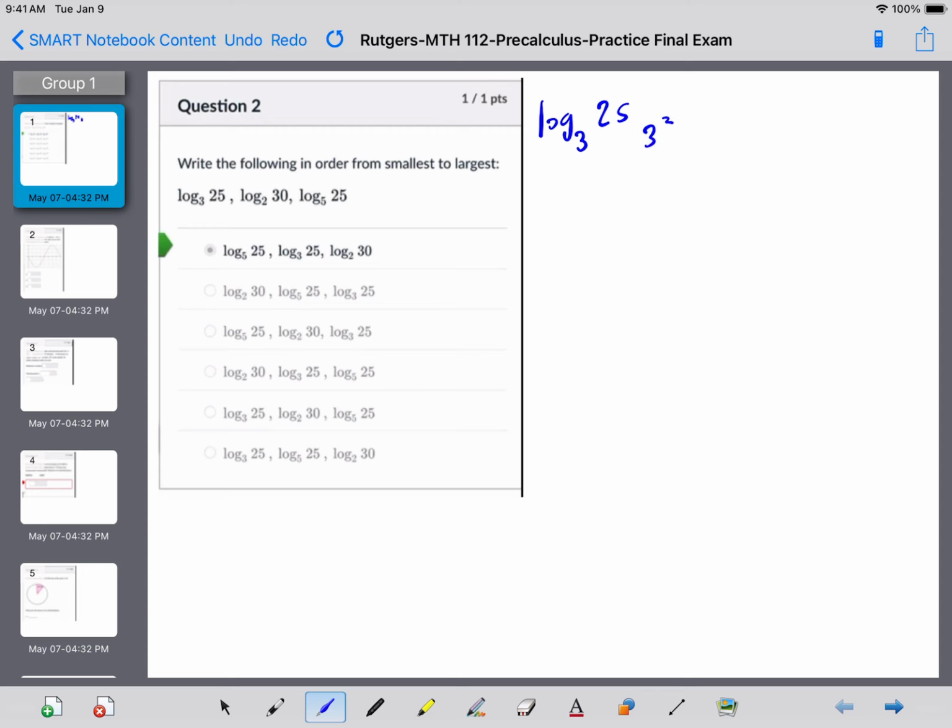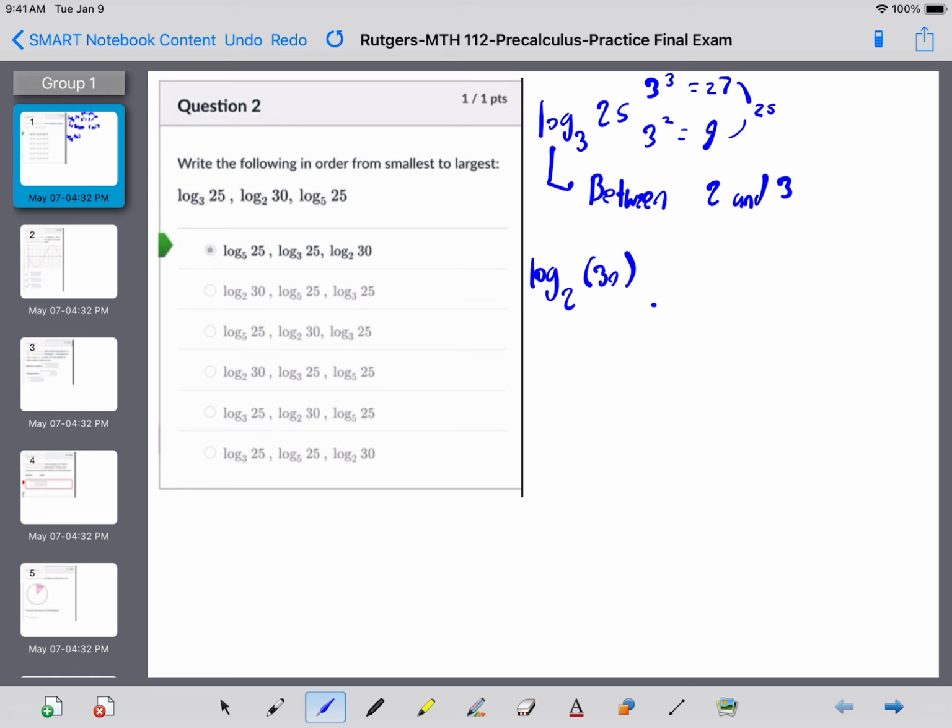So I know 3 squared equals 9. I know 3 to the third power equals 27. 25 must fall between 9 and 27. So this logarithm will be between 2 and 3.